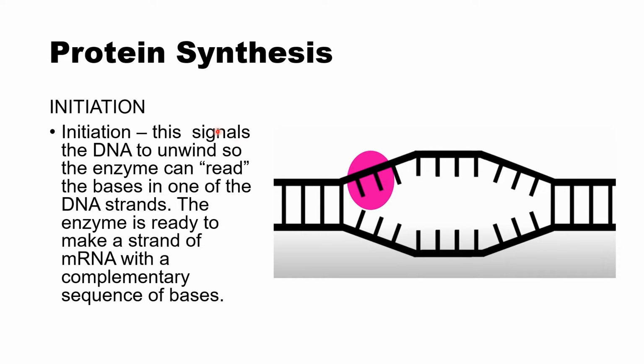After binding, this signals the DNA to unwind so the enzymes can read the bases in one of the DNA strands. The enzyme is ready to make a strand of mRNA with a complementary sequence of bases. So, after nag-bind yung enzyme na DNA polymerase doon sa gene promoter, matutrigger ngayon yung DNA to unwind.